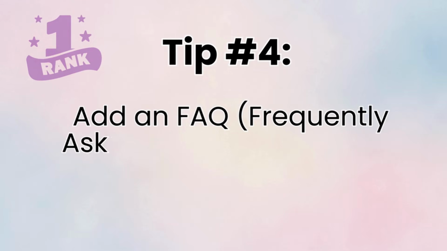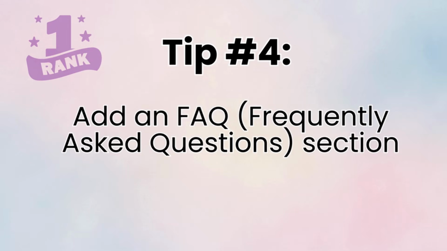Tip number 4 is to add an FAQ section within your blog post if possible. Now, that's not going to work for every piece of content, but if you can, it's another way to boost your results and rankings with Google. An FAQ section is just simply a section where you have questions that people are commonly asking about the topic related to your blog post.